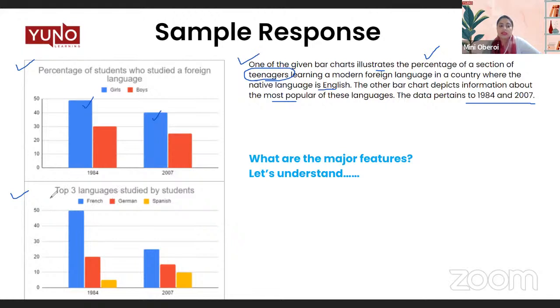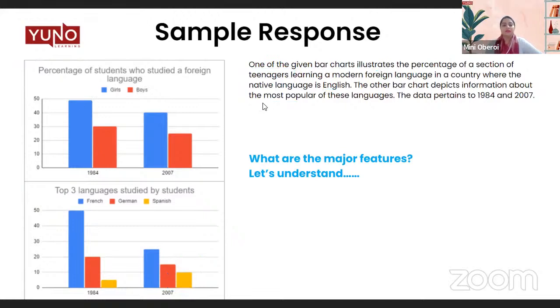And when we look at the second visual input, it is quite evident that French was the most dominating language, while Spanish was the least preferred one. Again, an observation, that's our striking feature. This is what we need to notify in the overview paragraph.